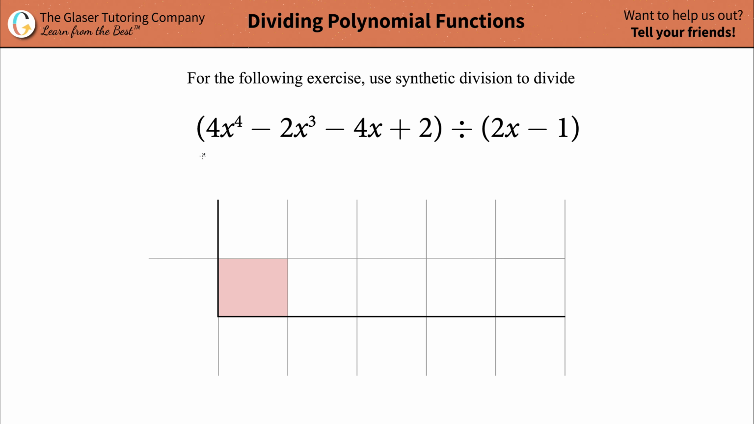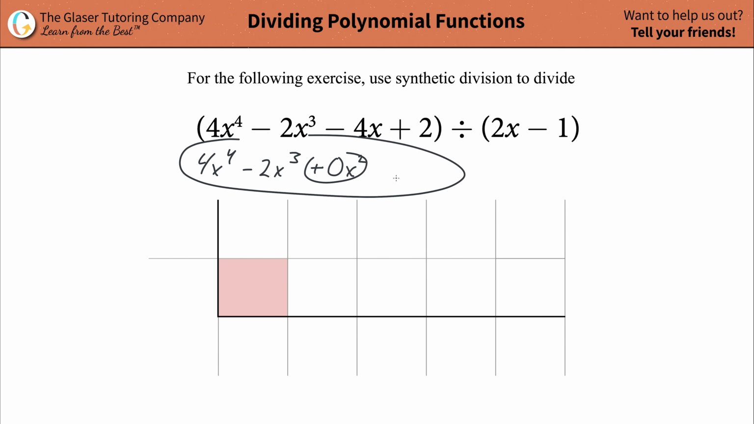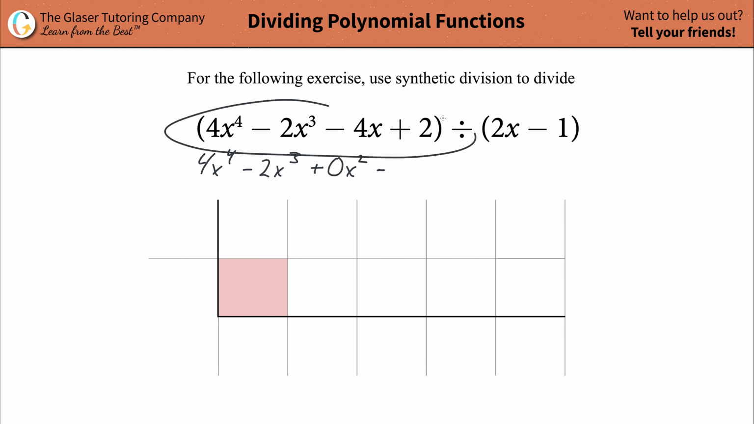So what you can do is rewrite this if you like: 4x to the fourth minus 2x cubed, and now you're going to write in plus 0x squared. Because 0 times anything is 0, and adding 0 to something doesn't do anything. The benefit of this is that it tells me the coefficient of that x squared term. It is 0. Basically, if any terms are missing, just make it 0. I mean, that's the bottom line.